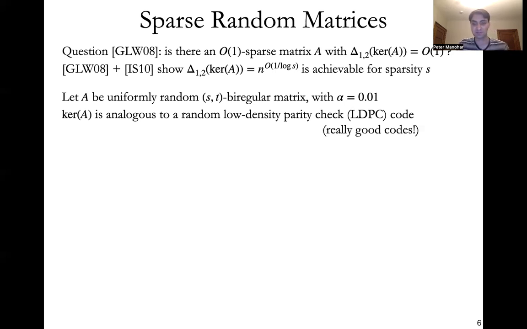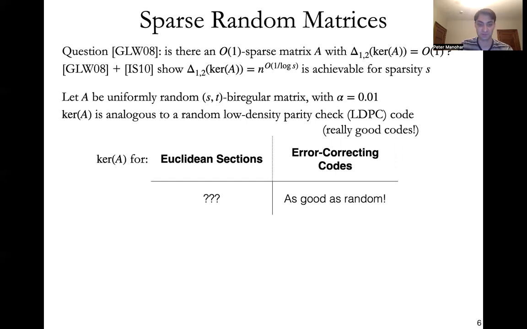And for those of you that know, an LDPC code is actually a really good code. A random LDPC code also achieves almost the GV bound. It's almost as good as a random code. And so if we put this table here, we know that the kernel of A for error correcting codes is essentially as good as random. And for Euclidean sections, that's what we're going to try to study.